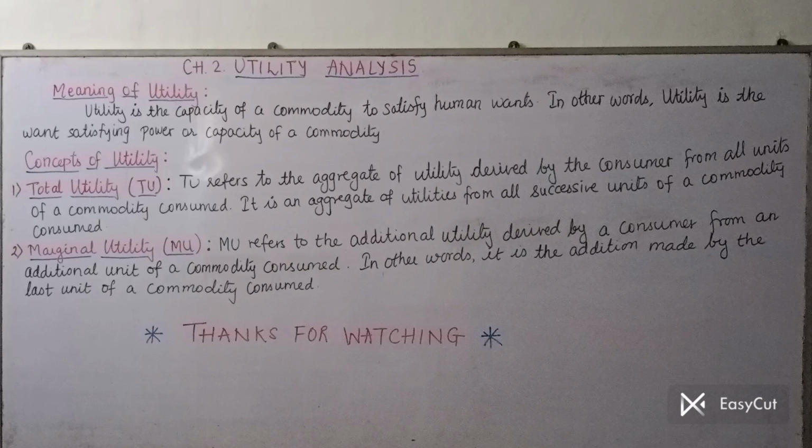Let us go for the meaning. MU refers to the additional utility derived by a consumer from an additional unit of a commodity consumed. That means whenever we consume one more additional unit, whatever is that additional utility is called marginal utility. In other words, MU is the addition made by the last unit of a commodity consumed. Total means total, marginal means additional.